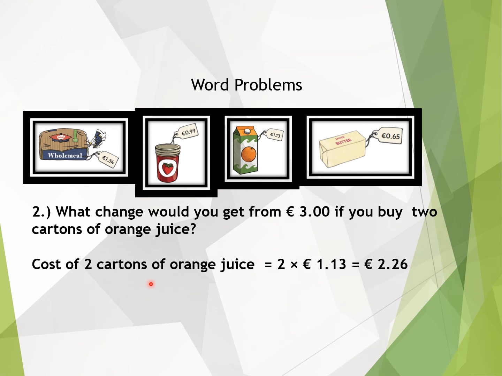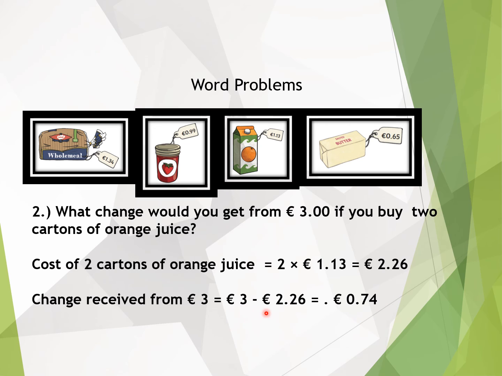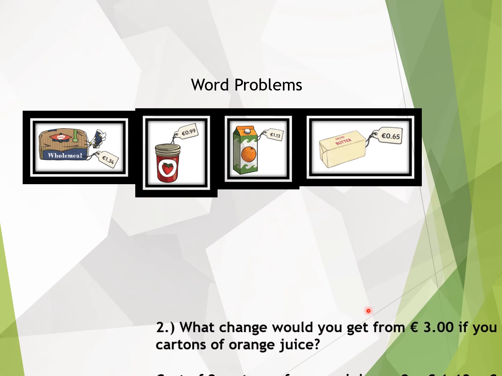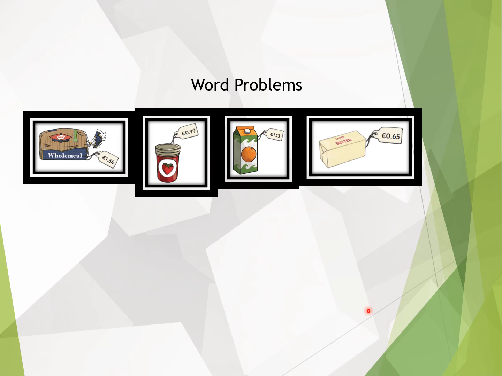Now we will see what change is received from 3 euros if we buy 2 cartons. So 3 minus 2.26 will give you 0.74. This is our final answer. We get 0.74 euros change when we buy 2 cartons of orange juice.